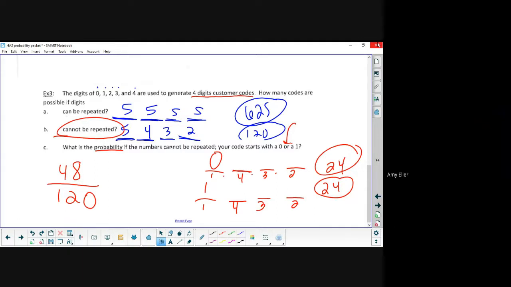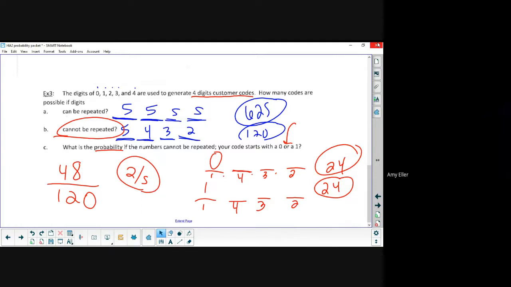What do we get when we simplify that? 2/5. You can use a calculator. You can divide by 2 until you get it if you can't find a larger number. That's a tricky one. Questions on that one?